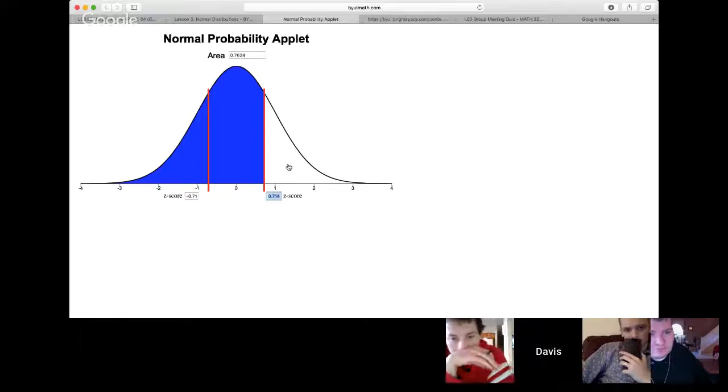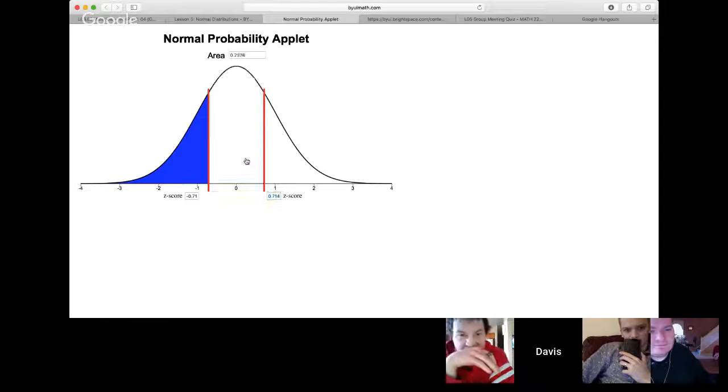Does that make sense? Yeah. So then that's now going to negative 0.714 over here, and you're going to have that area for the probability. So that's 0.23. And then you're going to subtract that from 0.762.